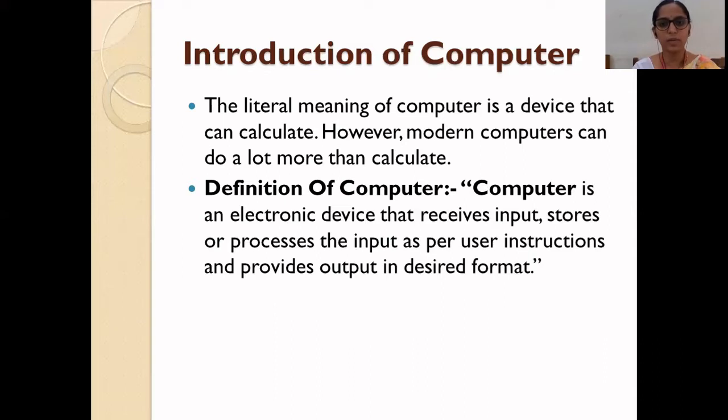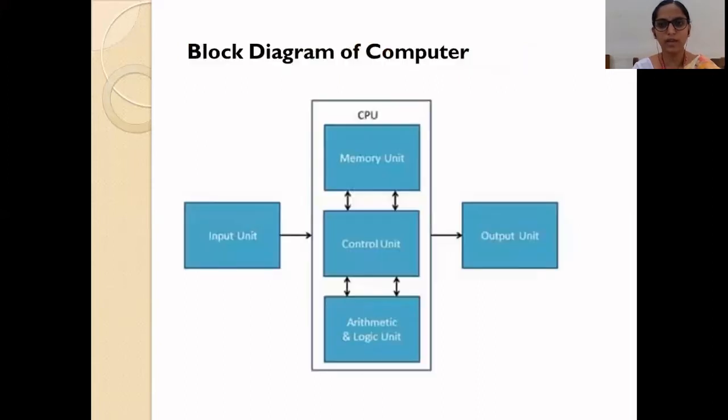The definition of a computer is an electronic device that receives input, stores or processes the data, and generates a proper output and shows it on an output device in a desired format. See the definition: a computer is an electronic device that receives input, stores or processes the input as per the instructions and provides output in a desired format. Next we will discuss the block diagram of a computer.